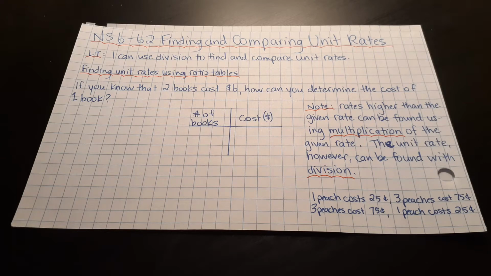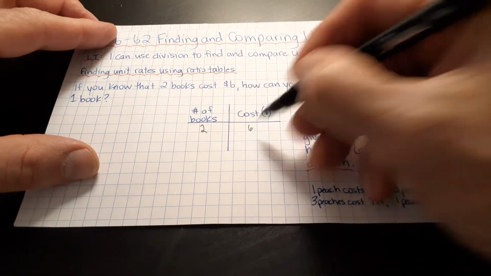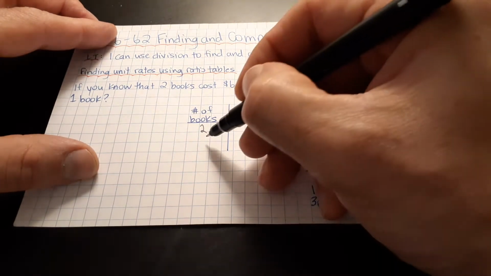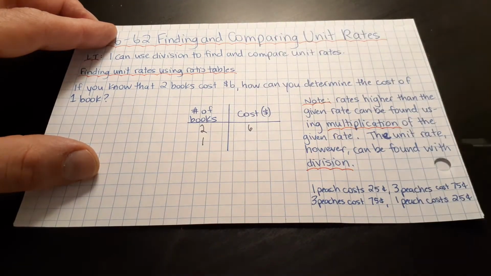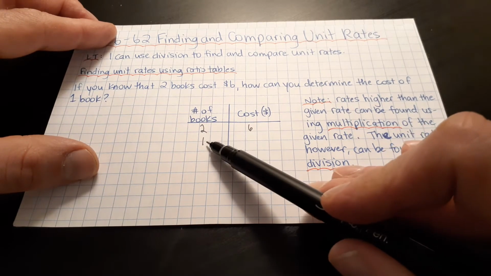So the first skill to look at, and there are only two for this lesson, is finding unit rates using ratio tables. We have this problem that says if you know that 2 books cost $6, how can you determine the cost of 1 book? We can use a ratio table to answer that one. If I have 2 books, the cost is $6. If I want to go down to 1 book, then normally what we've been doing is using multiplication to go from the first term to the second term.